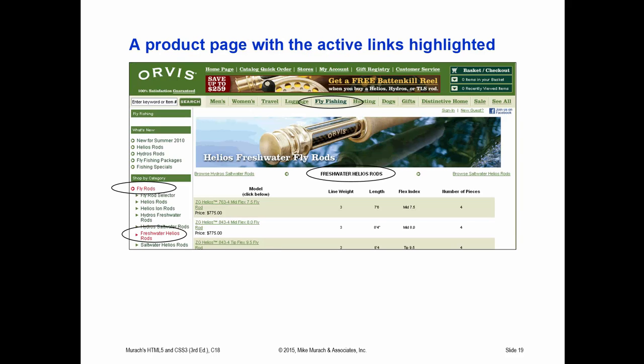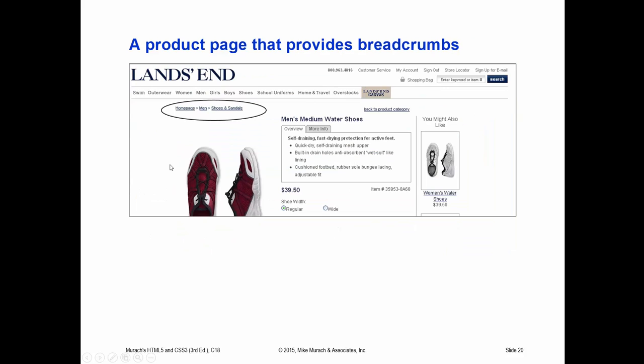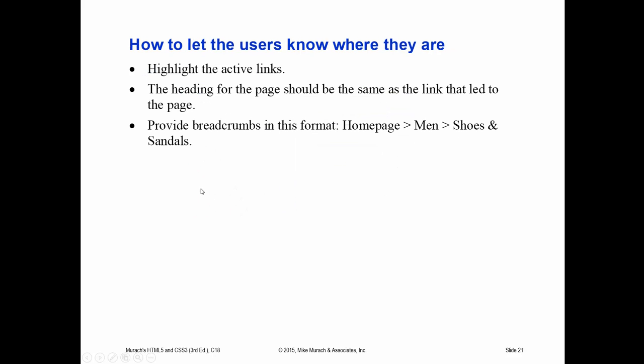Always let users know where they are. There are 3 primary ways to do this. First, you should highlight the links that led the user to the current page. Second, the heading for the page should be the same as the link that led to it. And third is by using what are referred to as breadcrumbs. As your site gets more complex, the users are likely to lose track of where they are on the site, but sometimes even simple sites can have a problem, especially if they're not laid out well.